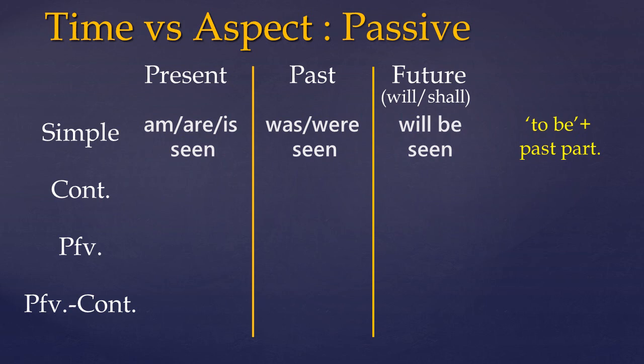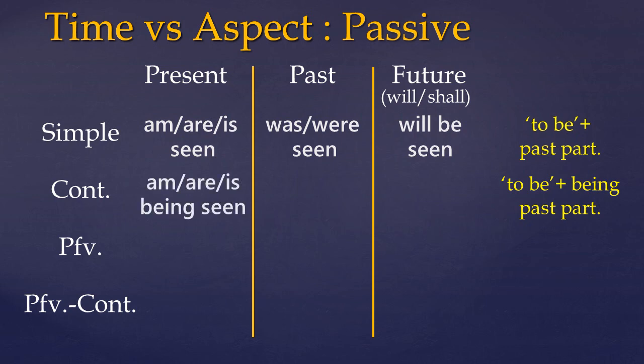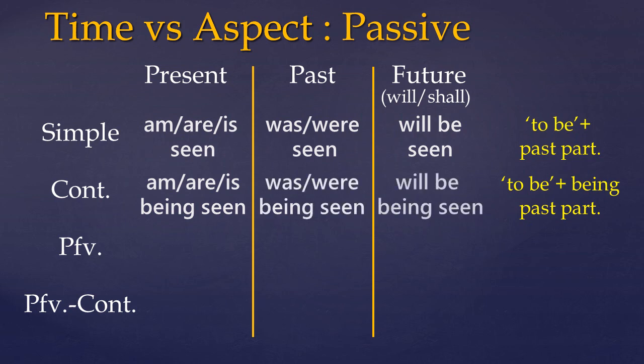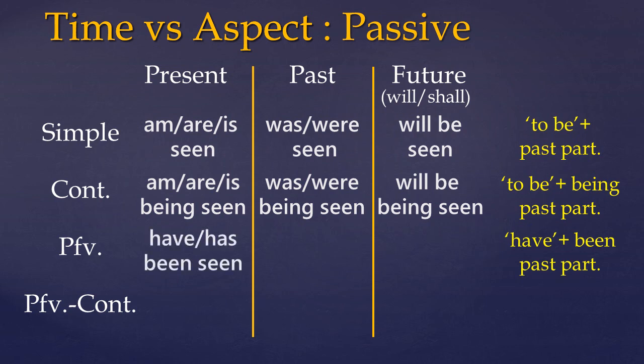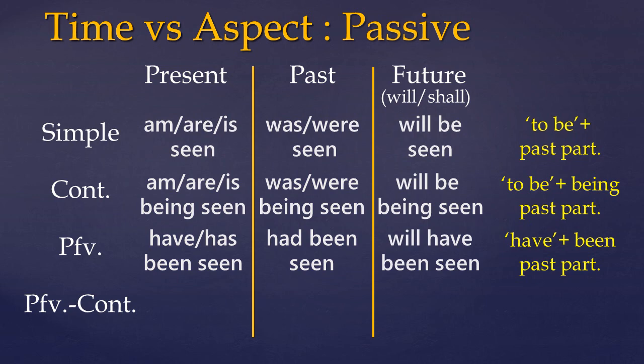Then in the continuous aspect, we have a form of the verb to be, plus being and a past participle. So we get, I am being seen, and in the past, I was being seen, and in the future, I will be being seen. But in the perfective, we have a form of the verb to have, plus been and a past participle. So we get, I have been seen, in the past, I had been seen, and in the future, I will have been seen. And although it's possible to form the perfective continuous, it doesn't really make that much sense, so I'm going to skip it here.